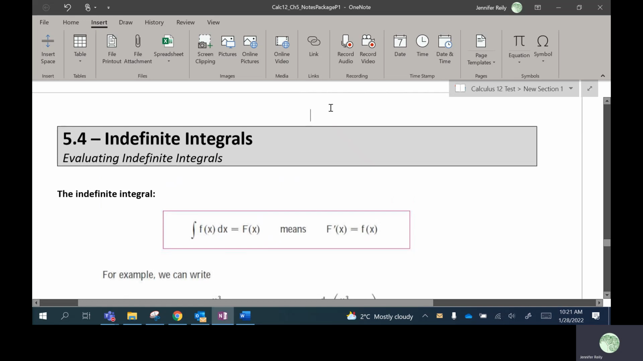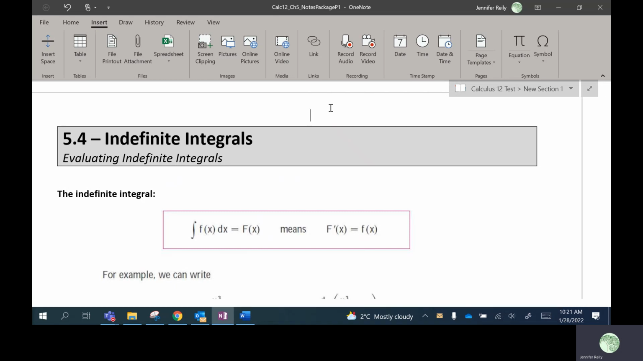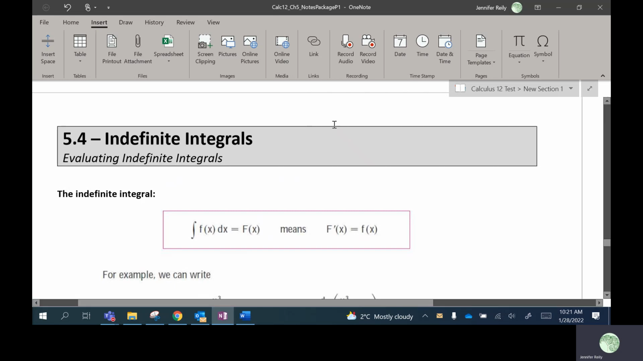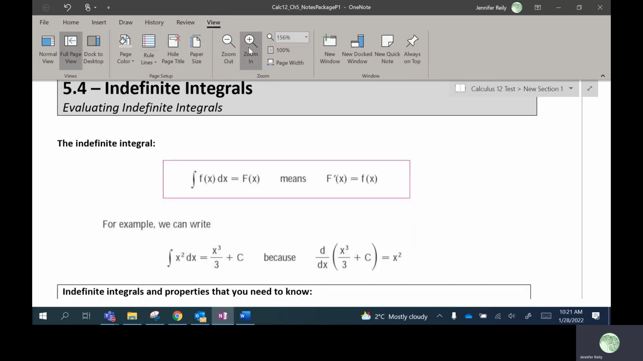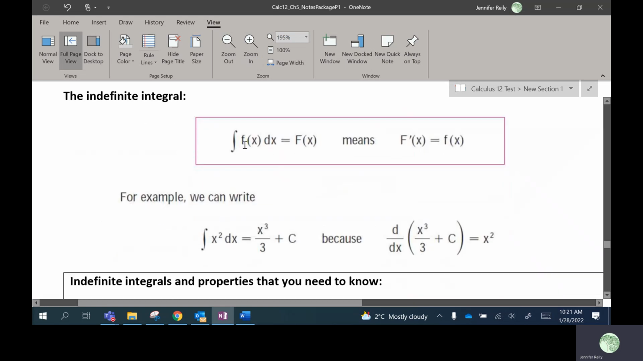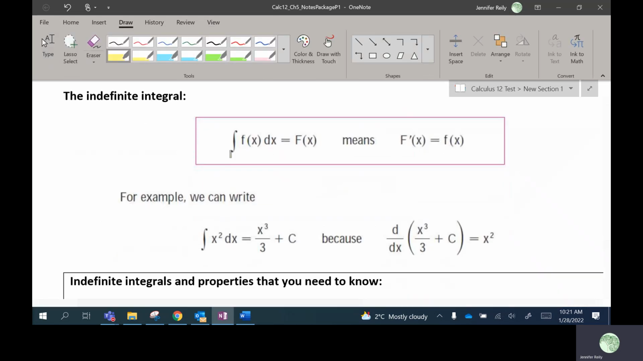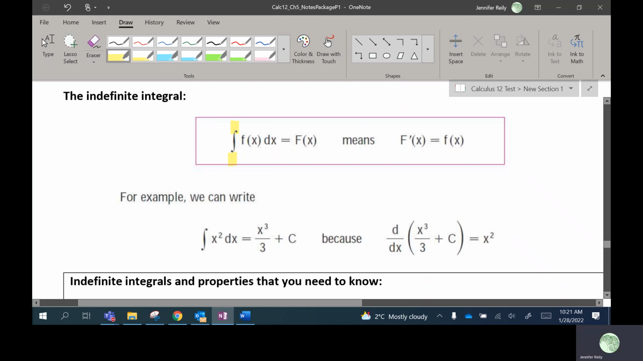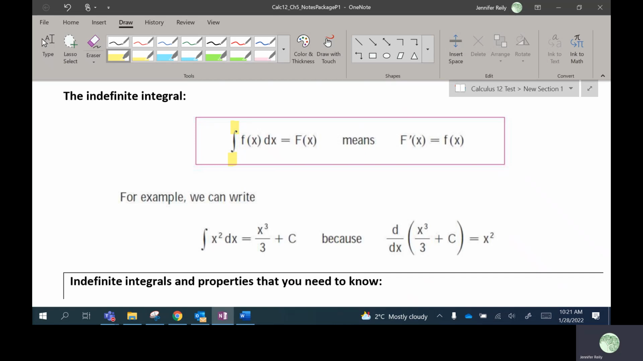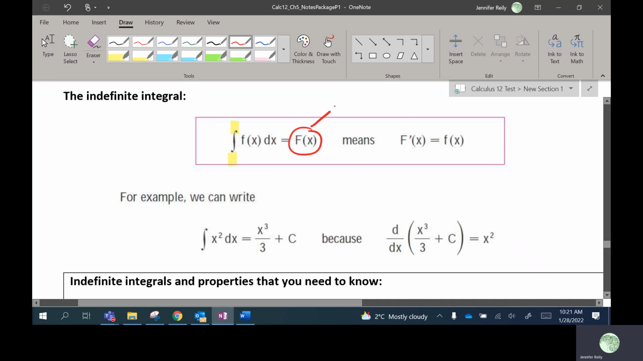Last lesson, you learned the fundamental theorem of calculus, and that derivatives are essentially the opposite of integrals. So we can actually evaluate an indefinite integral, which means that there are no bounds on the integral, because we know that an integral is the opposite of the derivative. So if we want to find it, it's just the antiderivative. And we learned that in section 4.9. So we can evaluate integrals without bounds. It's just finding the antiderivative.